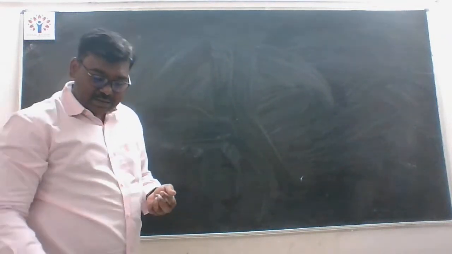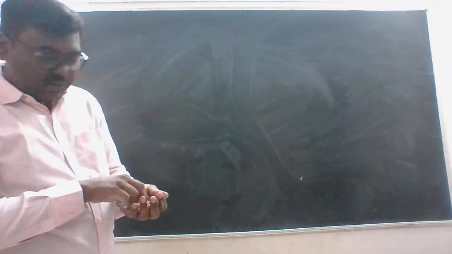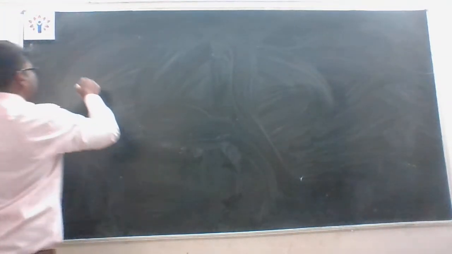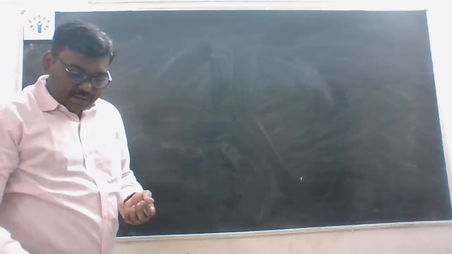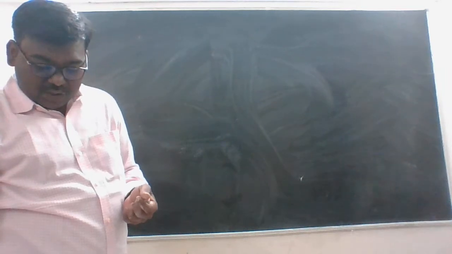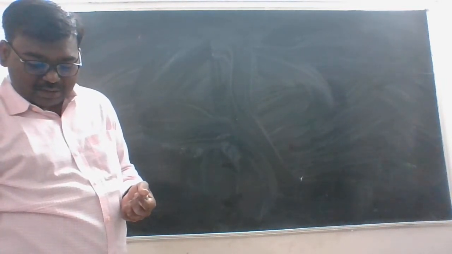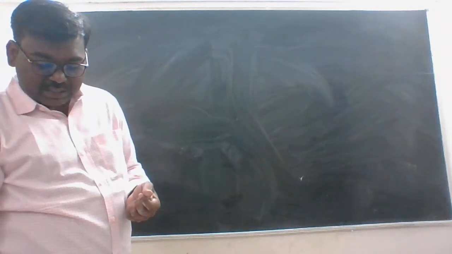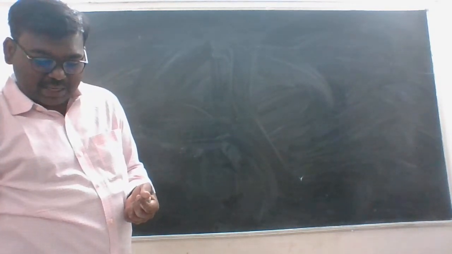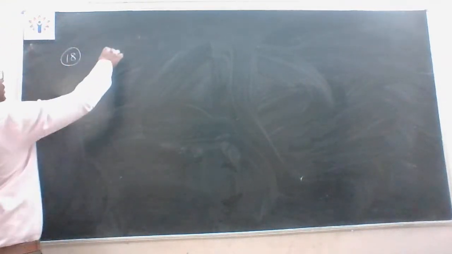Next is question number 18. We are solving question number 18. The given figure shows parallelogram ABCD, points M and N lie on the diagonal BD such that DM is equal to BN.